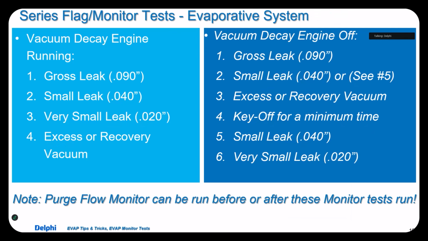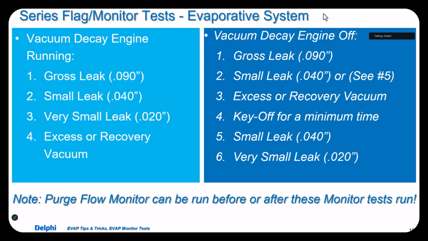mode 6 for EVAP. Now, when you run EVAP monitor tests, there's two systems out there that we can focus on. The word series means like an electrical circuit. Everything has to work in order to complete the circuit back to its source. If it's interrupted anywhere along the way, you stop, you got to fix it to complete the circuit.